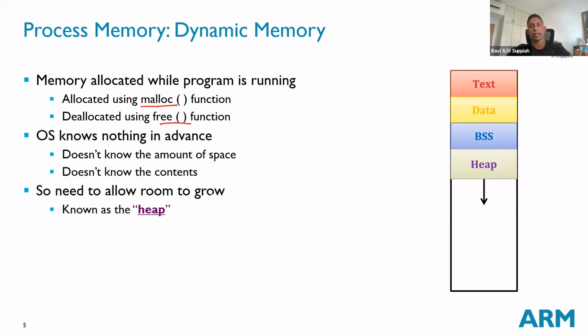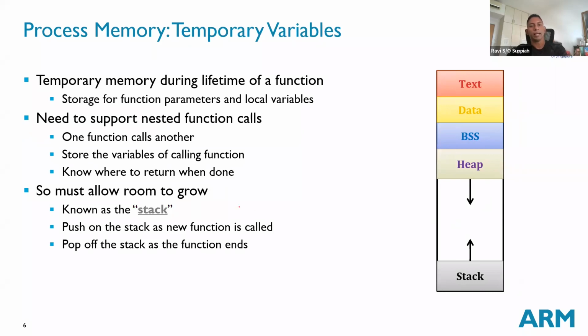Because it is unknown in advance, you need to allow some room to grow. So that is where the heap comes in. As you can see, the heap has a pointer base where it grows. The size of the heap will grow as and when you need more space. The other area where you also need some growing space is the stack.